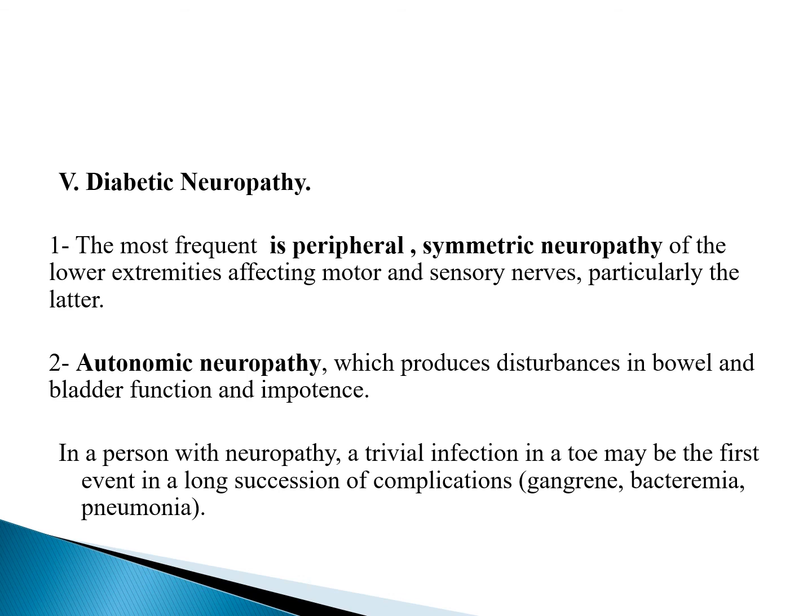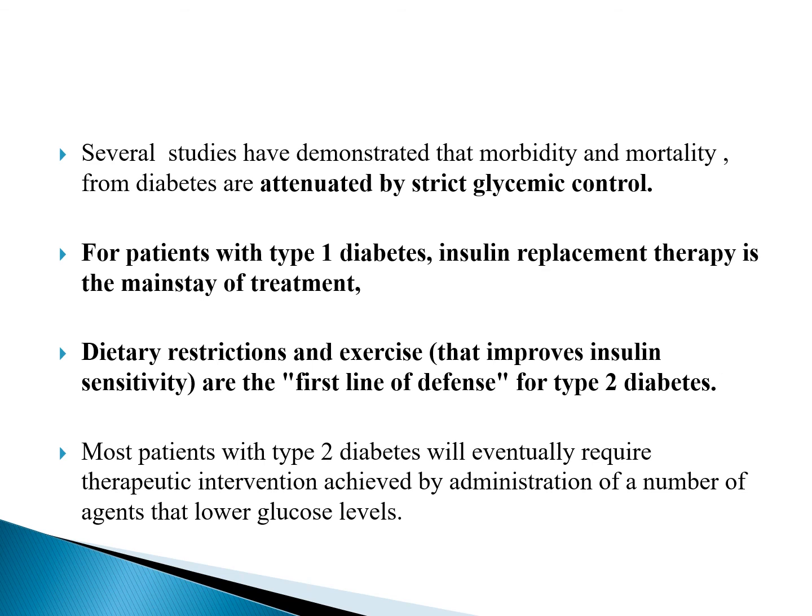The other form of neuropathy is called autonomic neuropathy. The autonomic nerves are affected, and these patients have disturbances in bowel movement and bladder function. They have urinary incontinence, fecal incontinence, and impotence. In persons with neuropathy, any infection, as we said, in the toe may be the first event in a long succession of complications leading to gangrene or sometimes bacteremia and transmission of the infection to the lungs leading to pneumonia.